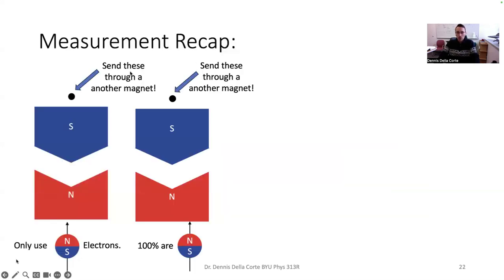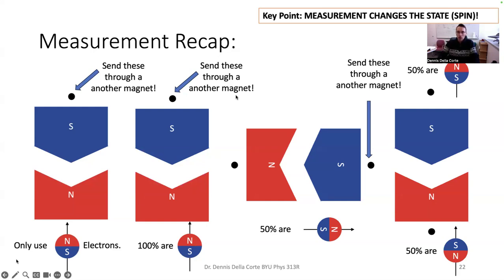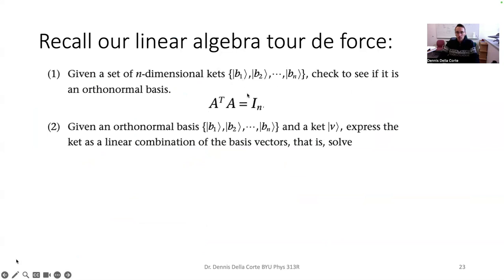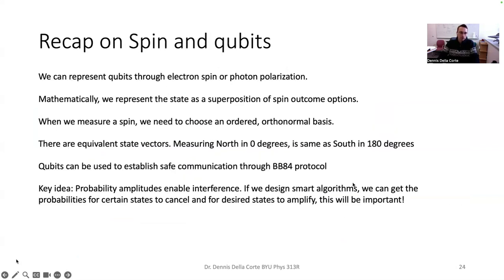We have seen multiple times now what happens when you measure a spin or a qubit. You actually force them into a definite state. If you change the orientation of your measurement, you change the outcomes. Quite surprising. We also are now more familiar with our linear algebra. We are able to figure out if a set of kets forms an orthonormal basis, and we can express vectors in that orthonormal basis, and we can also find the length of such vectors. Wonderful. We found ways to represent qubits, maybe as spins of electrons or as polarization of photons.